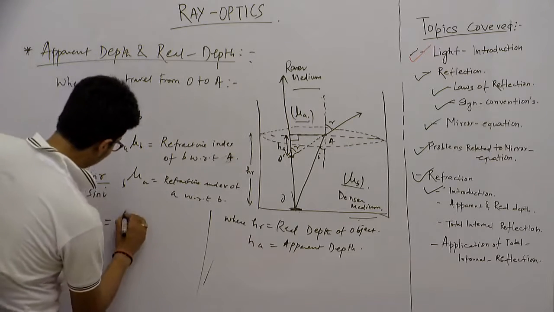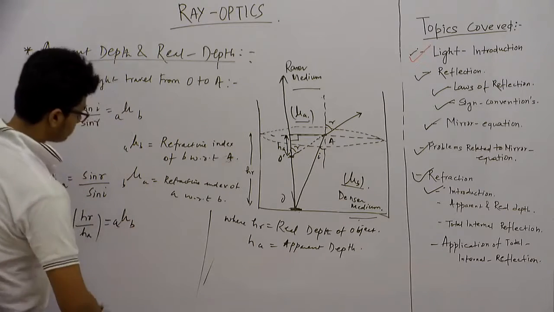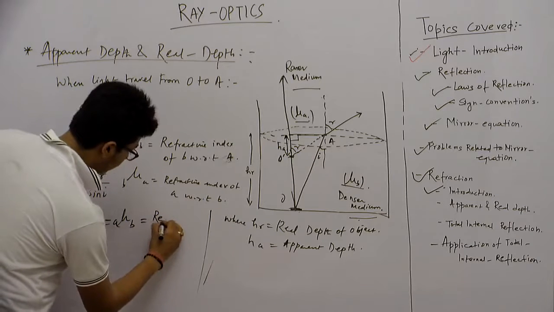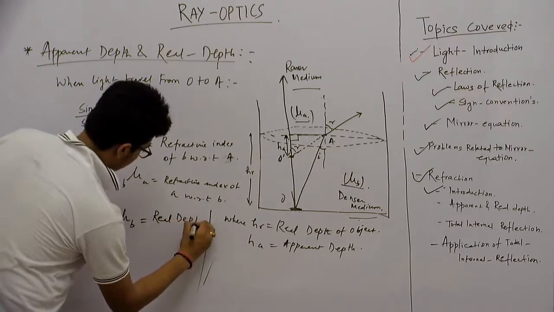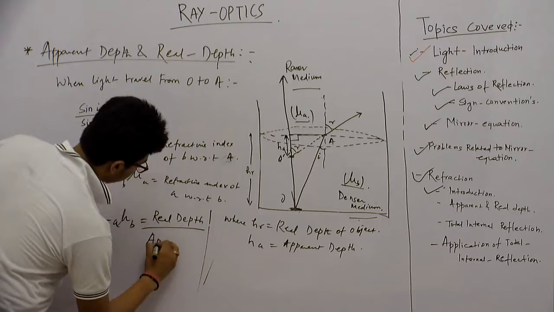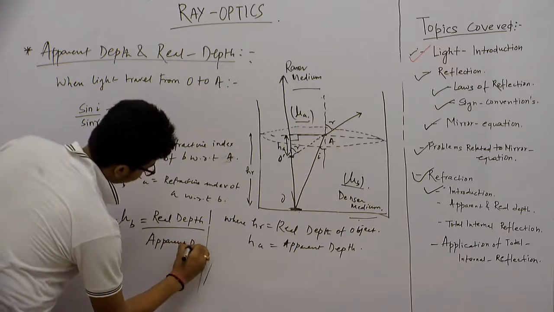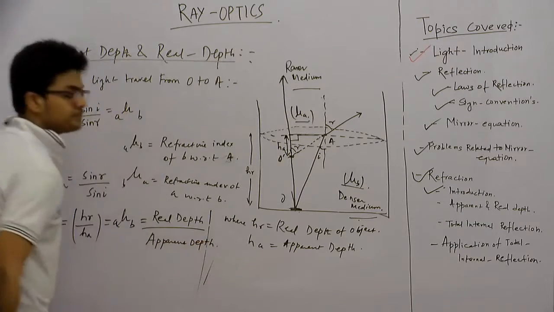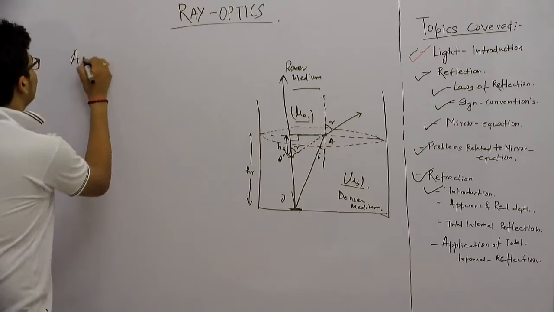That is equal to mu of A B. That is all equal to real depth by apparent depth. Now we see the apparent shift.